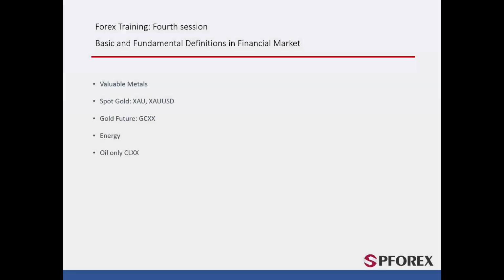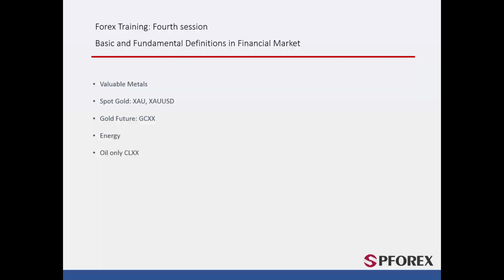Precious metals. Precious metals are a bit different. Spot gold is referred to as XAU or XAU USD against the US dollar, and future gold is termed GCXX. However, future gold may also be shown as XAU, but it will be in its own future gold section on the MetaTrader website.